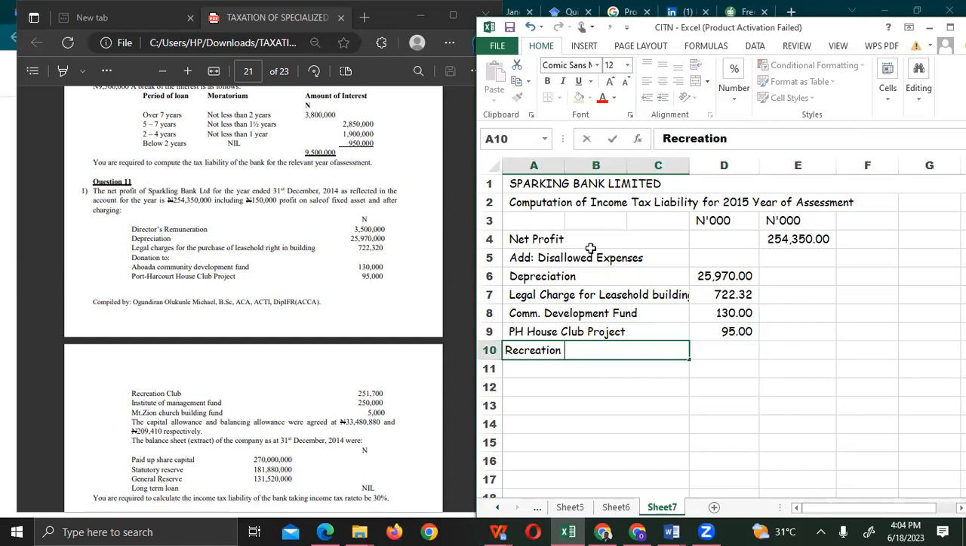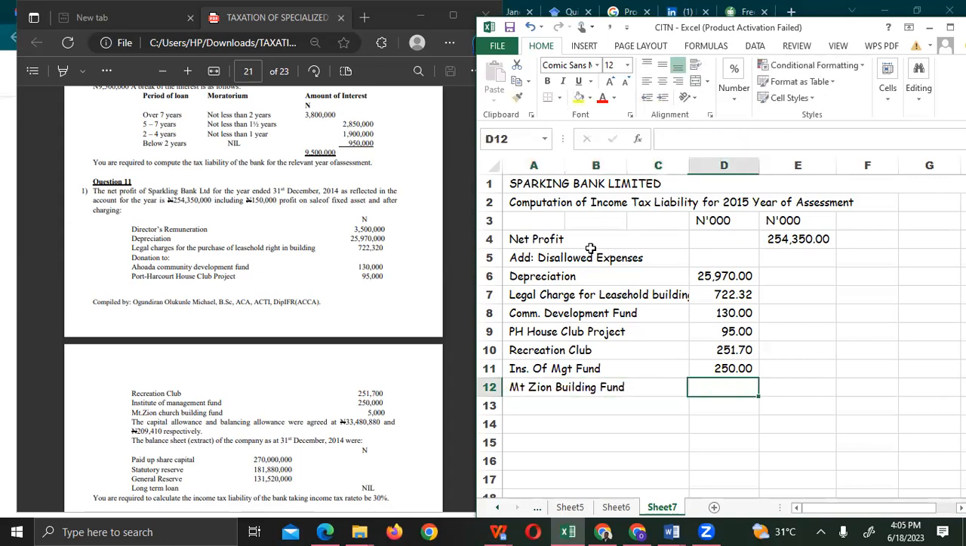We have recreation club. Recreation club is 251.7. We have Institute of Management Fund is 250. We also have Mount Zion Building Fund. Mount Zion Building Fund is 5,000. Do we have any other disallowed expenses here?